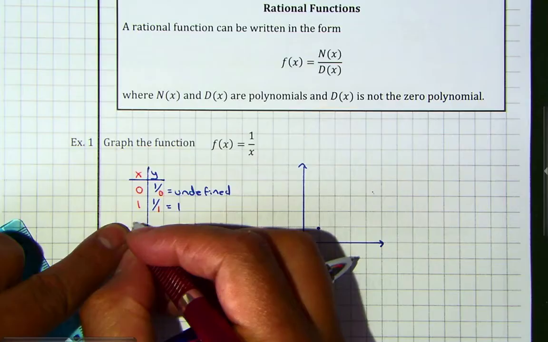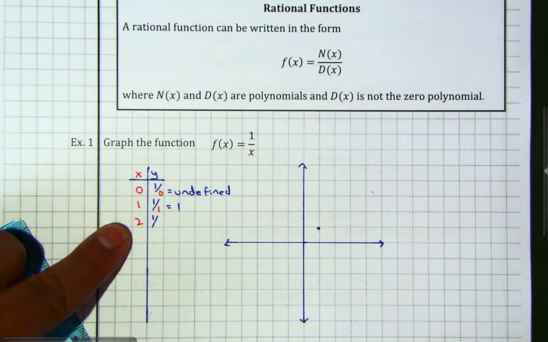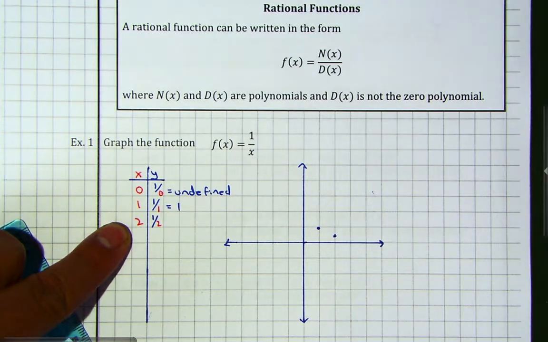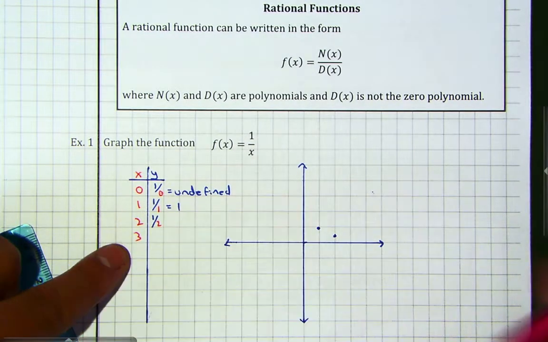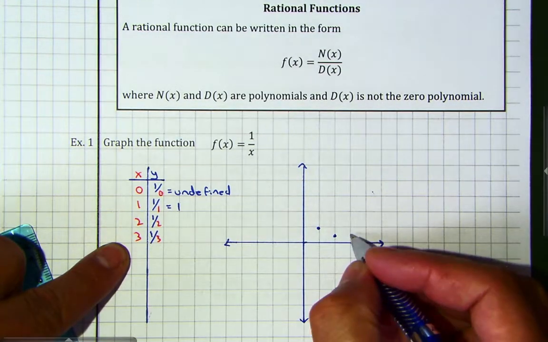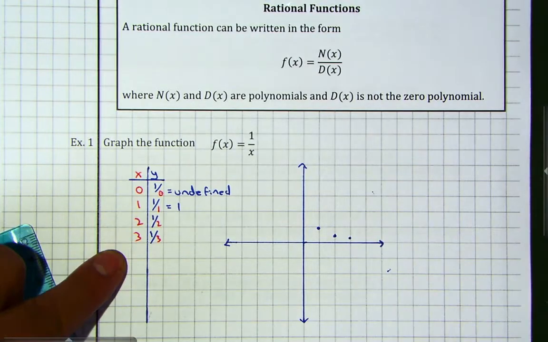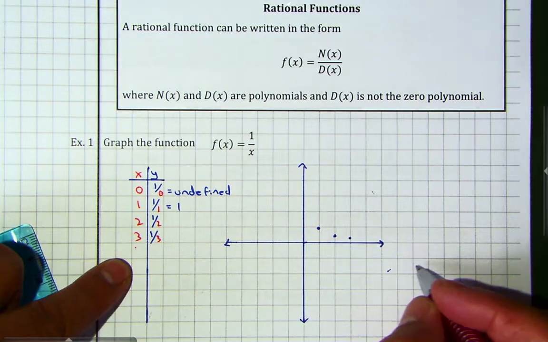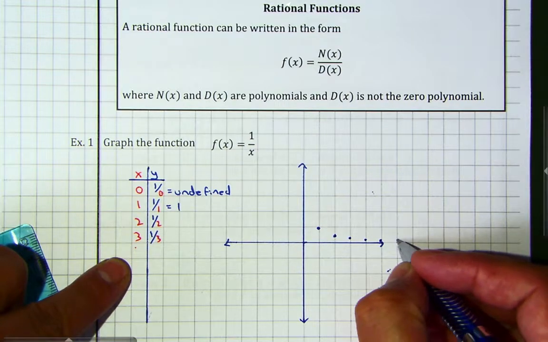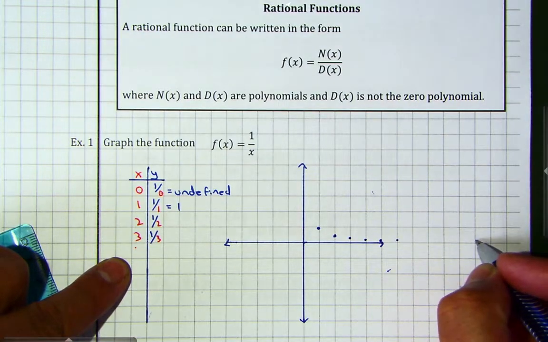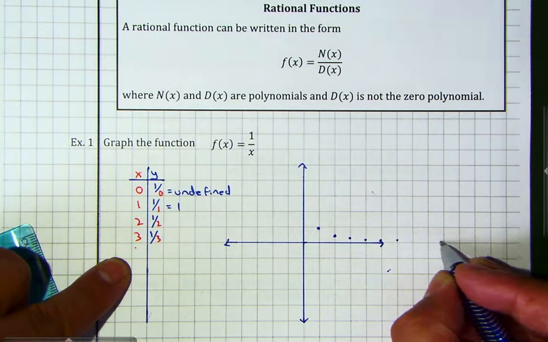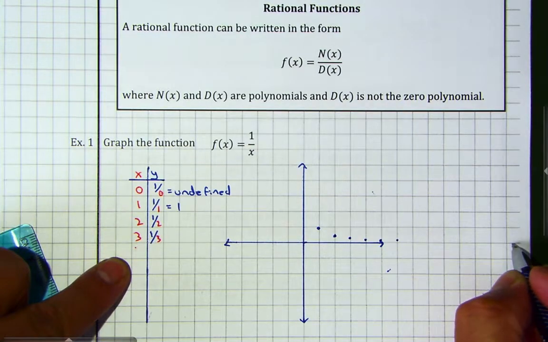I'm going to plug in a 2. 1 over 2 will give me 1 half. I'll plug in a 3. 1 over 3 will give me 1/3. So divide this into 3 sections, take 1. Plug in a 4 will give me 1/4. Plug in a 5 will give me 1/5. Plug in a 6 will give me 1/6. Plug in a 7, 1/7. Plug in a 20, 1/20th. Plug in a 100 will be 1 over 100. So it's never going to reach 0. It's never going to reach that x-intercept.